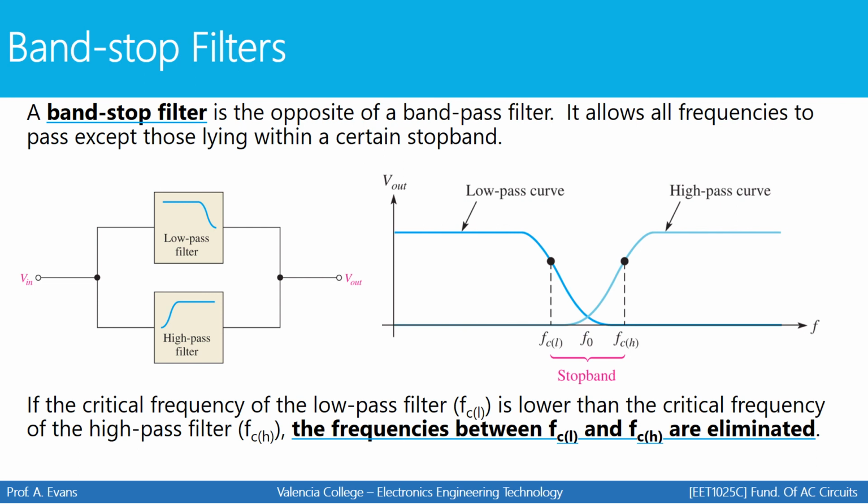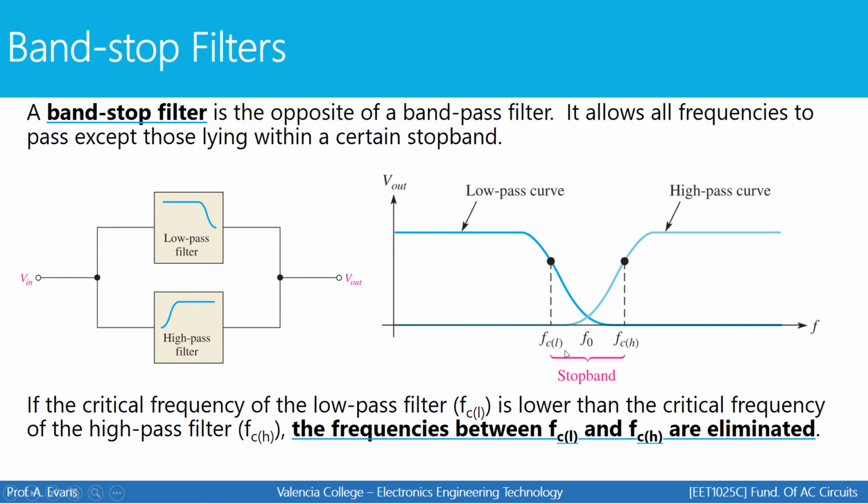Now we're going to talk about band stop filters, which work in the exact opposite way of a bandpass filter. It allows all frequencies to pass except those that lie within a certain stop band. So where the pass band was before, we've replaced that with the idea of a stop band. Within the stop band, these are the frequencies that do not pass. Anything outside the stop band will pass. Notice that to create a band stop filter, a low pass filter and a high pass filter are now wired in parallel. For a band pass filter, they were wired in series.